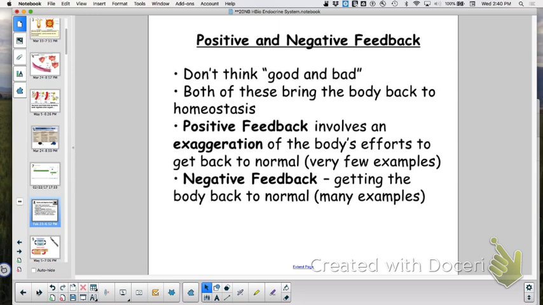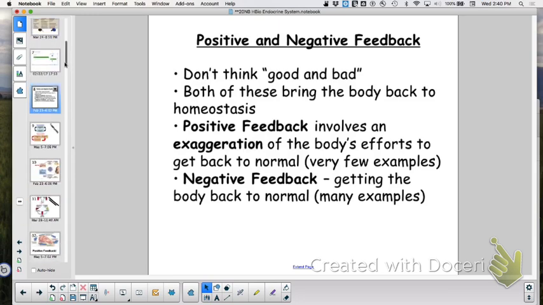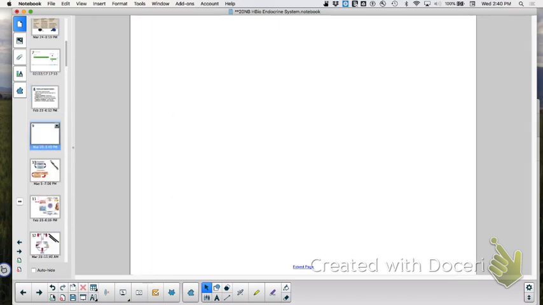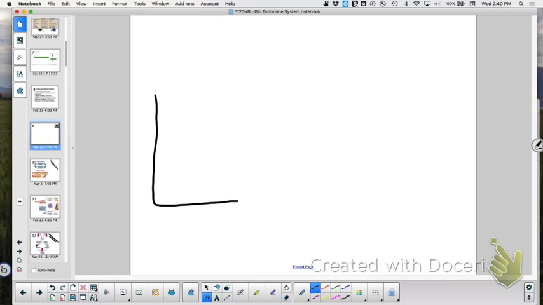Okay, we talked about positive and negative feedback. I am going to draw something and you decide what kind of feedback this is. Okay, two graphs here. Drawn really crooked.